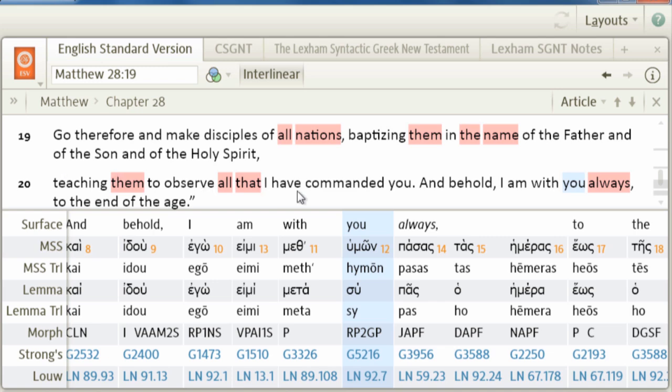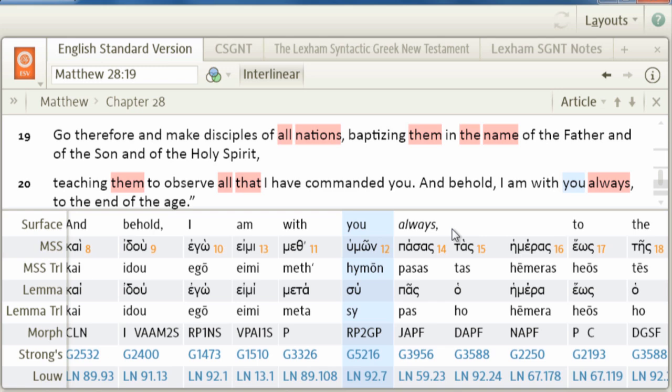Now, in this verse, we have several words highlighted because the underlying Greek word is in the accusative case. And the word we want to focus in on is this English word, always, and the three Greek words underneath it, pasas, tas, hemeras. Notice that there are three Greek words here for this one English word. If I were to translate the Greek in a very literal fashion, it would read, all the days.